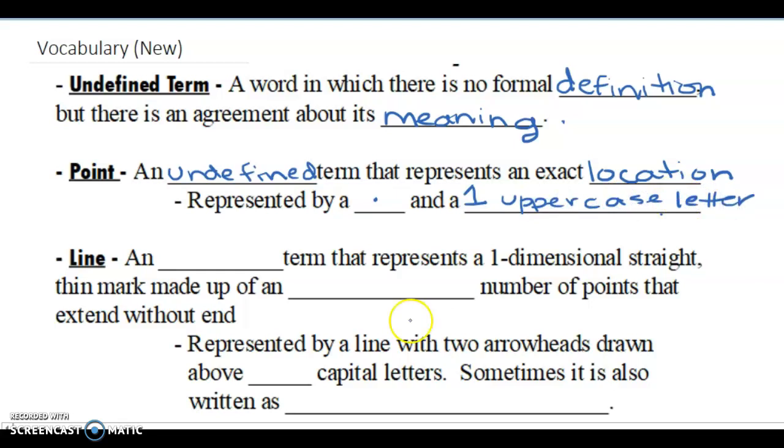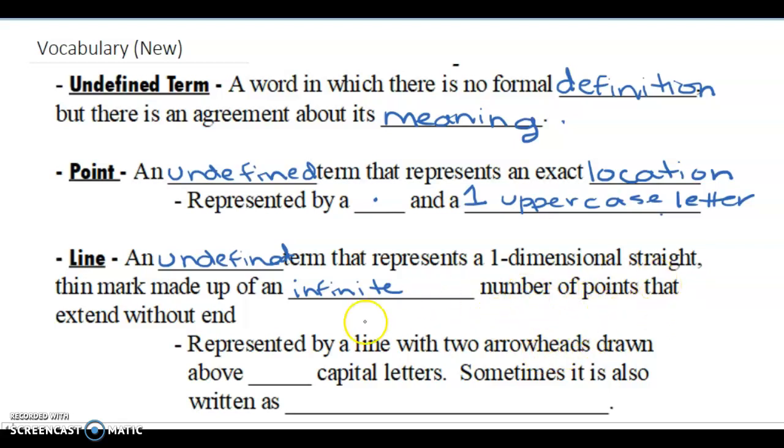Now a line is also an undefined term. And it represents a one-dimensional straight line, and we'll come back to the undefined term. It is made up of an infinite number of points. And it extends without end. When I say it extends without end, that means it goes on forever and ever and ever.